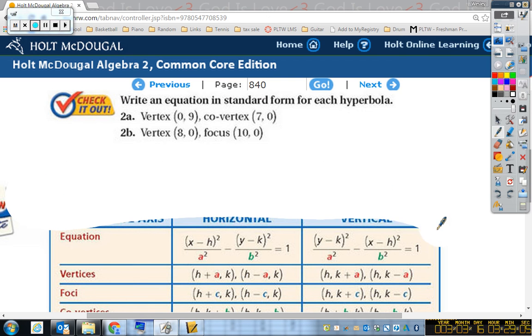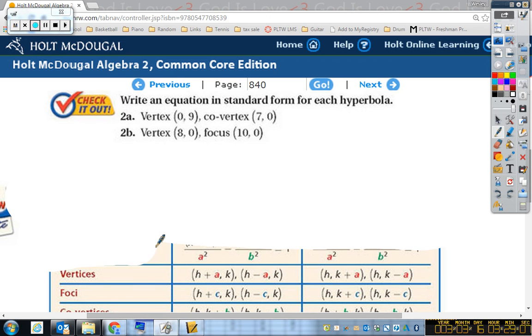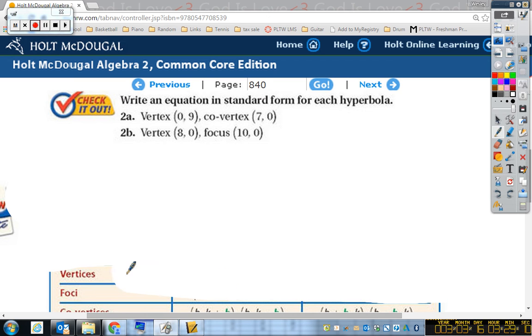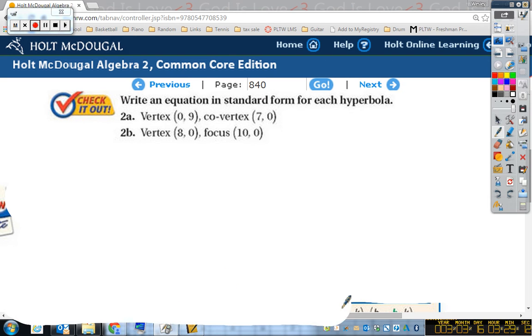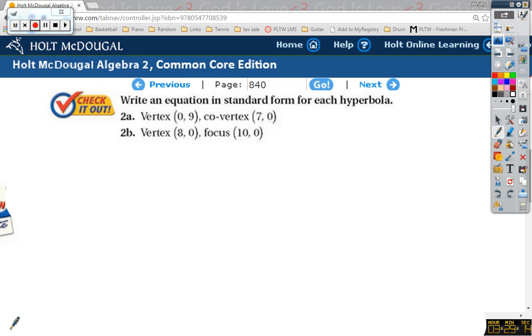Here are two problems. You see the 2A and the 2B. Go ahead and try those real quick, and while you're trying them, pause the video because I'm just about to put the answers to both of those on the screen. So pause the video now, attempt 2A and 2B, and then you can hit play and you'll see the answers on the screen.